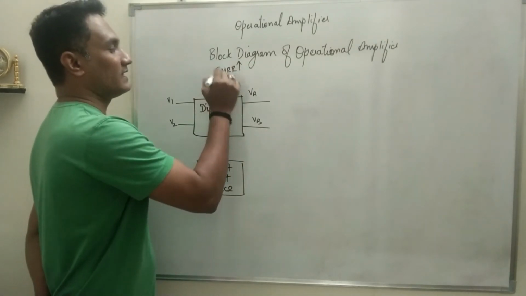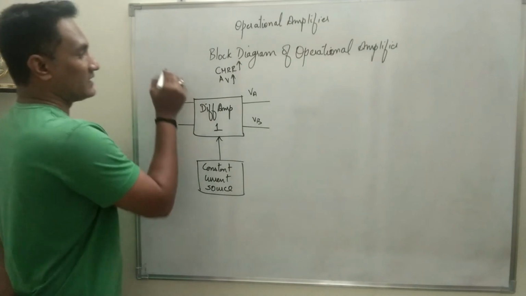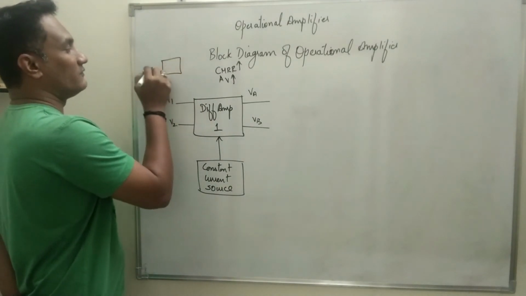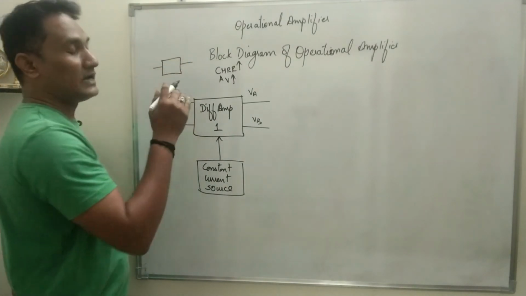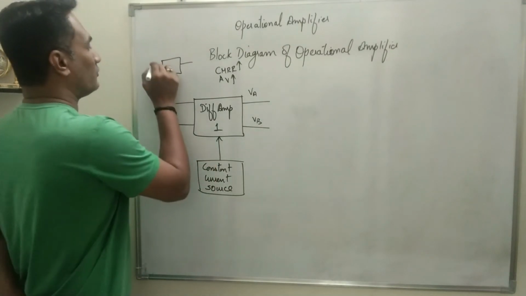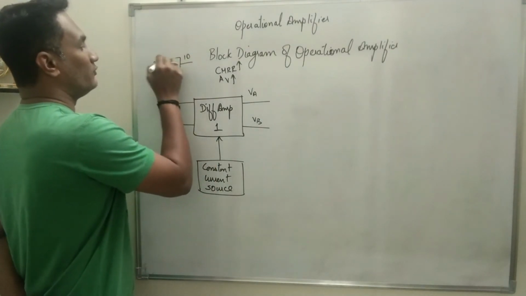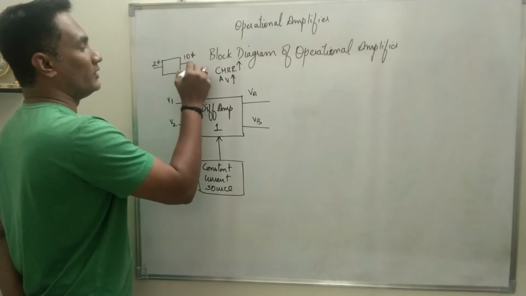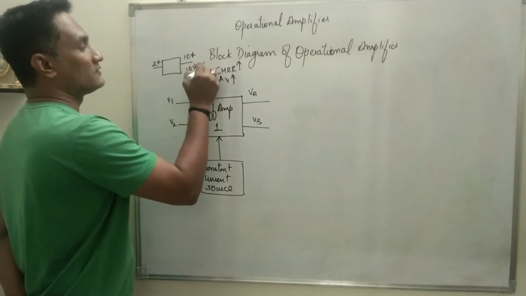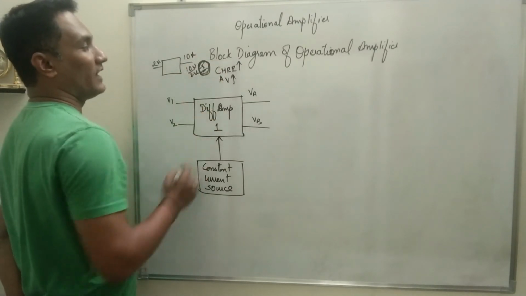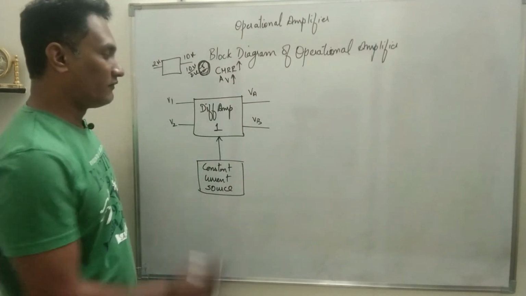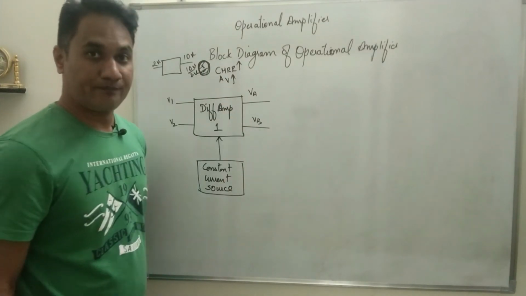We will call it AV, voltage gain. As I've already told you, an amplifier is a circuit which amplifies the strength of the input signal at the output. So if the input voltage is 2 and the output voltage is 10, it will be output upon input, which is 5. That is the gain factor. The gain factor of a differential amplifier is very high.